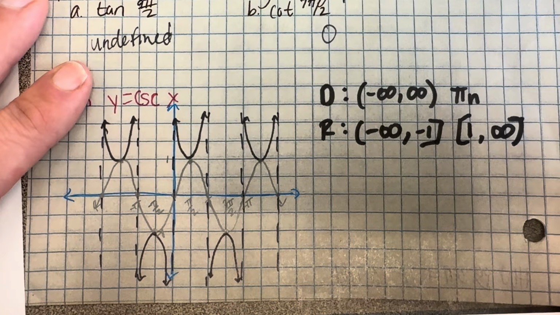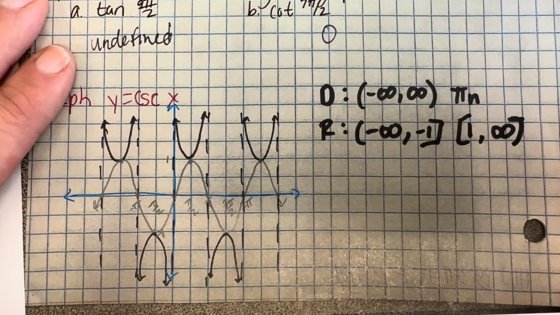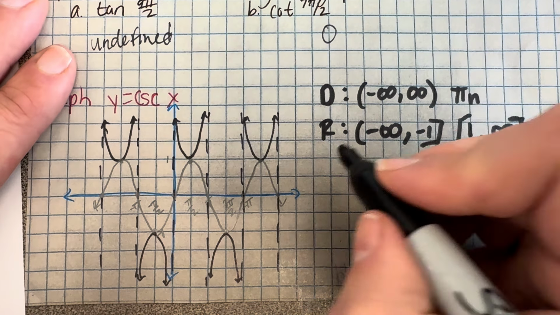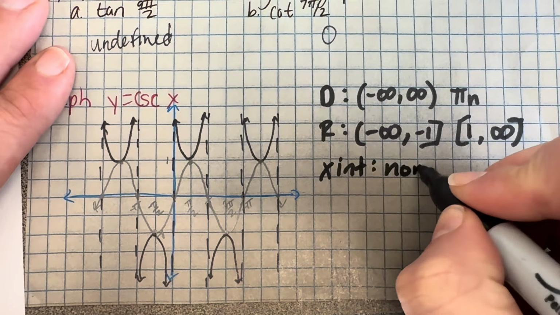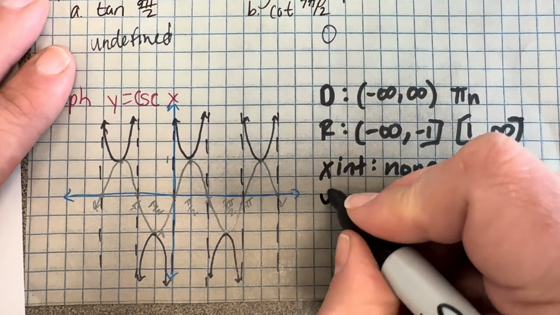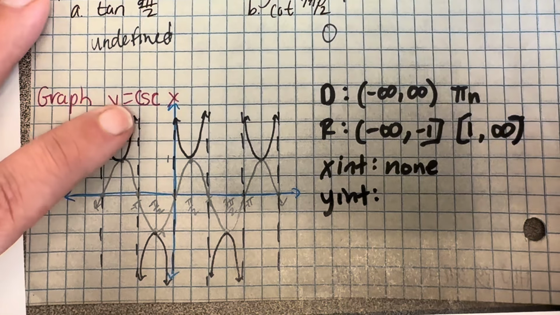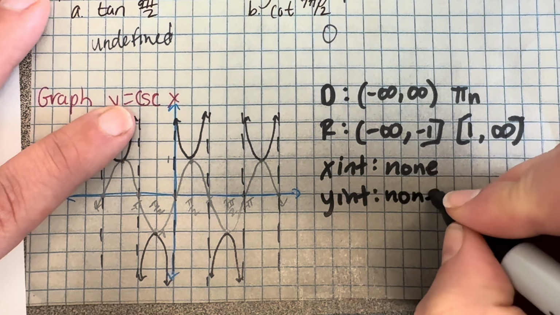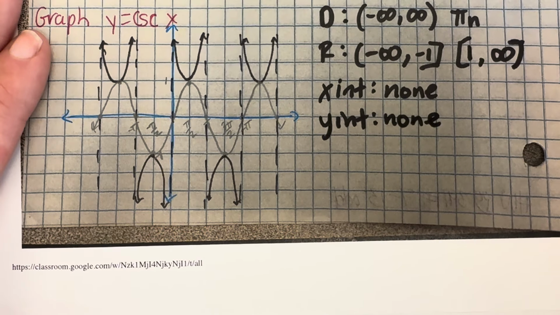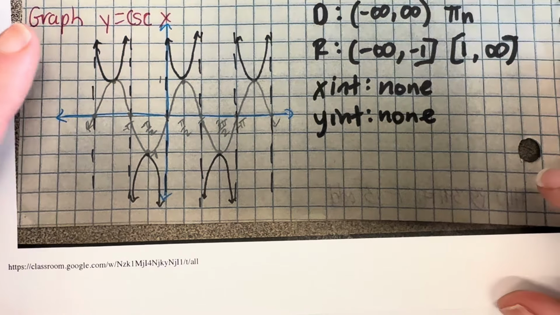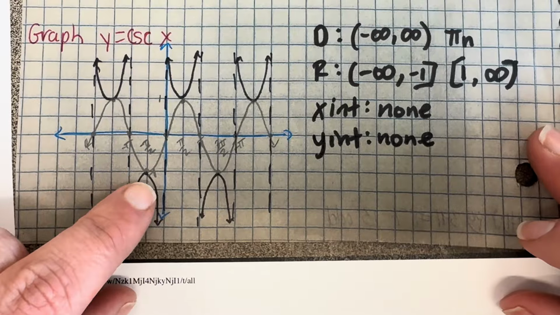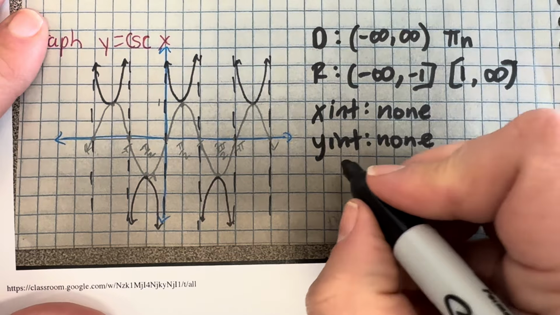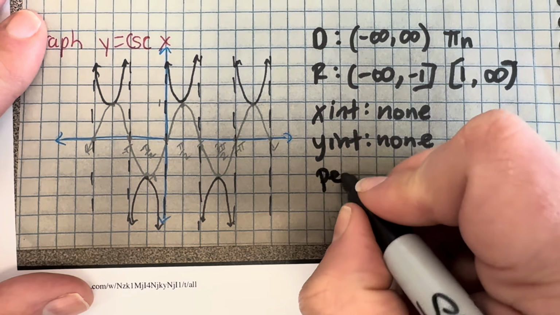My x-intercept, does it ever cross the x-axis? Okay. Nope, that's none. Y-intercepts for this one, also none. Okay. Max and mins, it doesn't have a max or a min. It technically has a localized one, but not an actual max or min. And then our period.